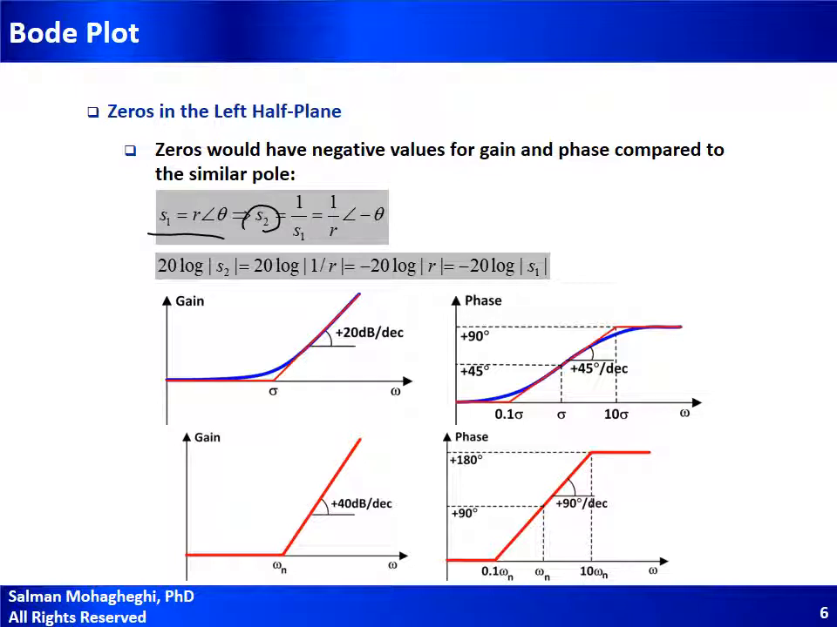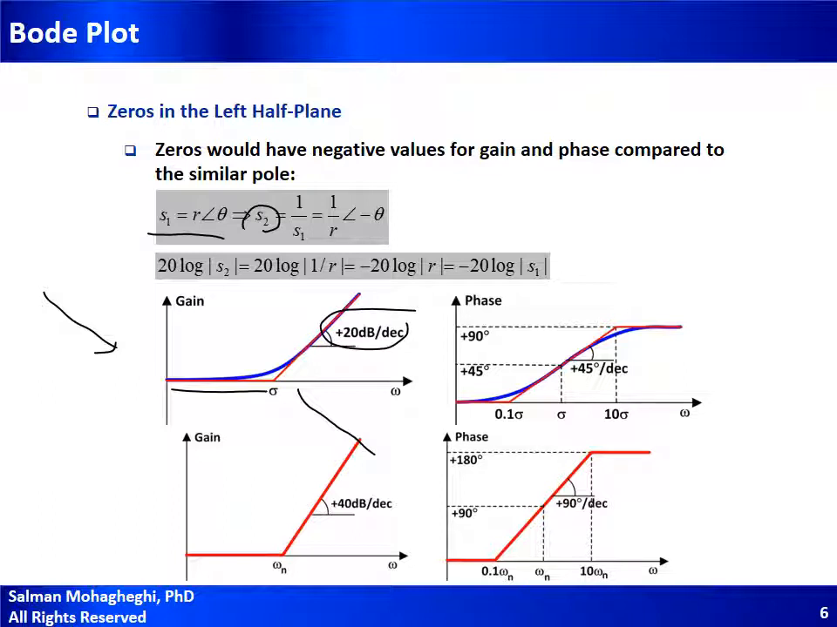So for the gain, consider this example, this first order system. If it was a pole, I would have a gain of 0 for all the frequencies less than sigma, and then a straight line with a slope of negative 20 dB per decade. Because it is a zero, it's going to be the inverse of that, meaning that the slope is now 20 dB per decade.